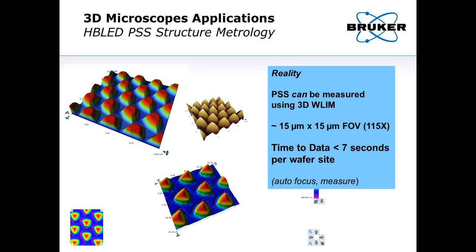And in reality, you can use a 3D white light scanning interference microscope to measure these types of structures. You can see some 3D images of those on the left. These are done very quickly because it's a high magnification and the scan length is extremely short. They're generally only a couple of microns tall and maybe 2 to 3 microns wide with a few microns pitch. The time to get the data is just a few seconds per site on one of these PSS wafers. You use an autofocus and just measure, and it's quite simple.